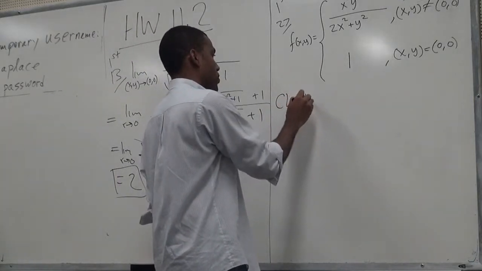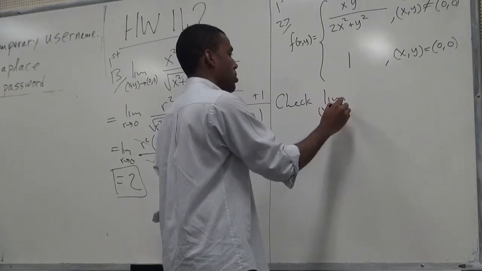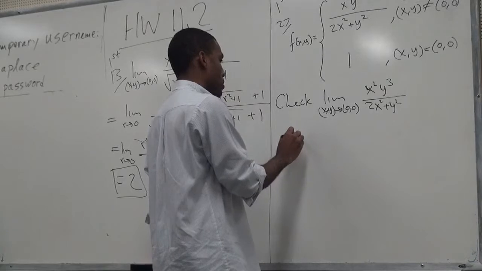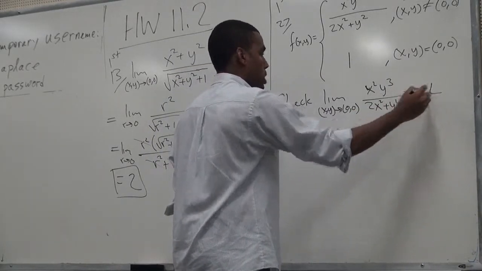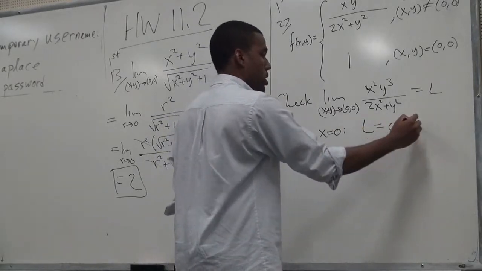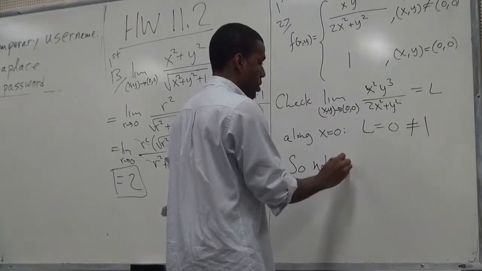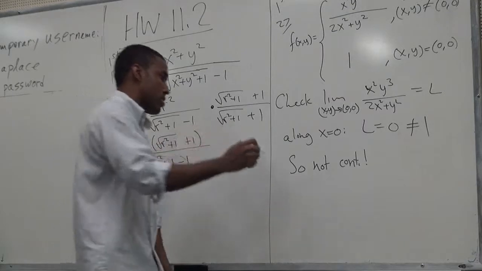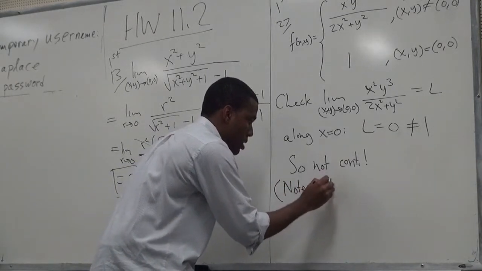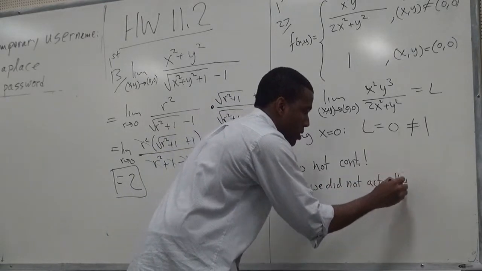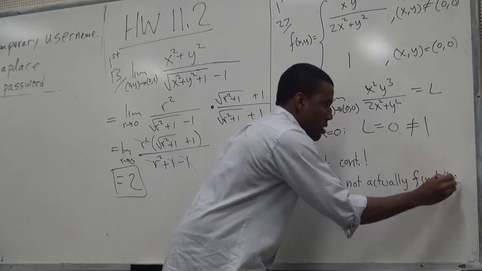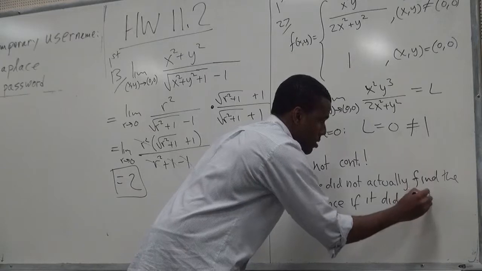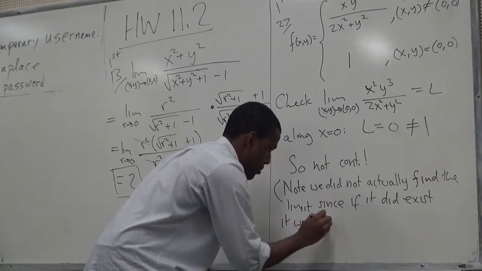Not. Check the limit as (x, y) approaches (0, 0) of x squared y cubed over 2x squared plus y squared along x equals 0. Call this L. You get L equals 0. In particular, it's not equal to 1. So not continuous. Notice here, I didn't actually find the limit because I didn't need to, since if it did exist, it would have to be 0.